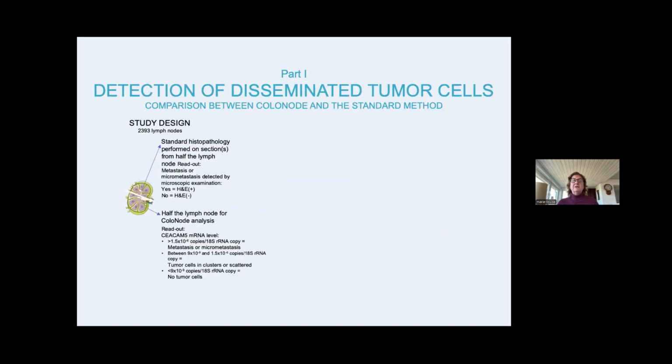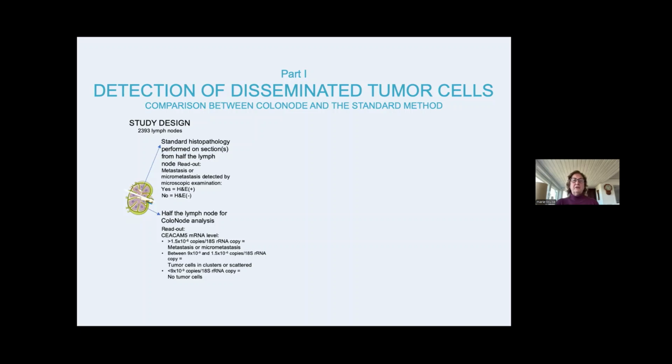So the first part is the detection of disseminated tumor cells in lymph nodes. Comparison between ColoNode and the standard method. 2,393 lymph nodes were divided. 1/2 went to routine to the clinic, and a section from there was inspected for the presence of metastasis or micrometastasis in the lymph node. And the response is either yes, metastasis is seen, or H&E positive, or no metastasis is seen.